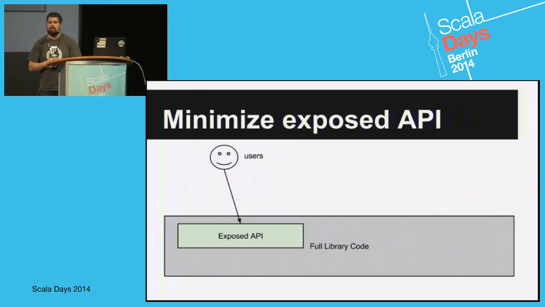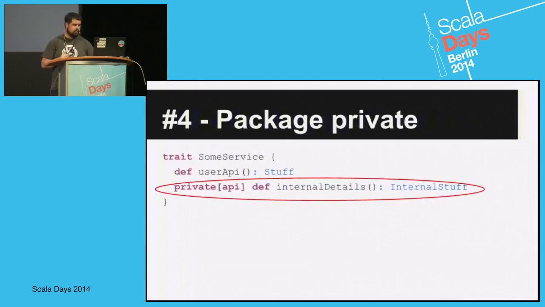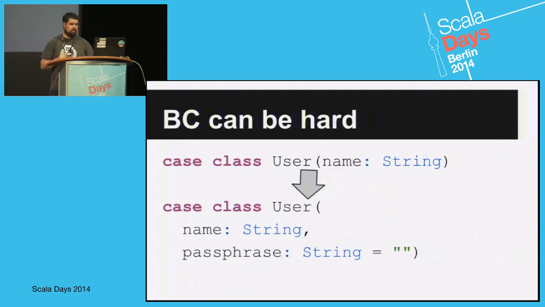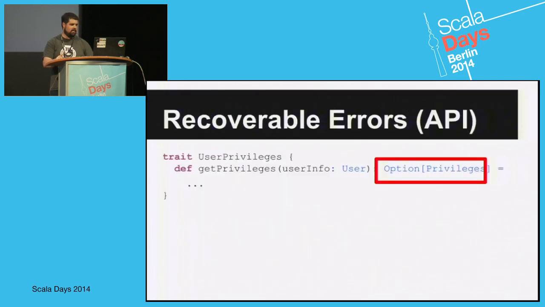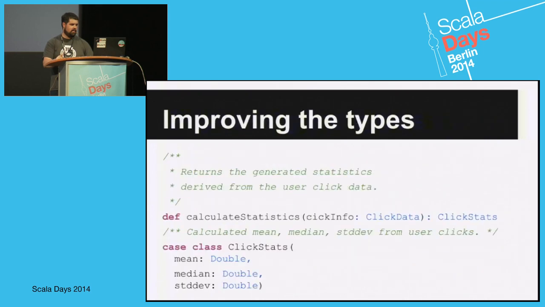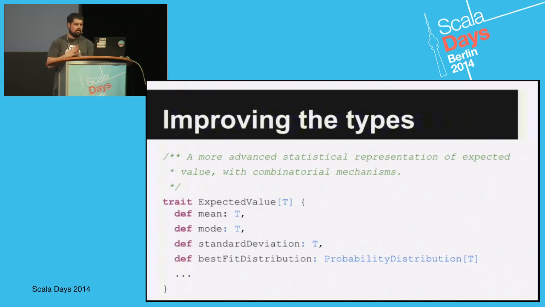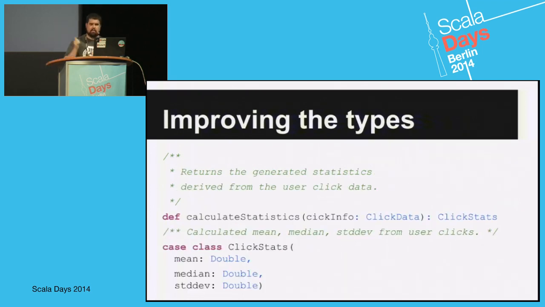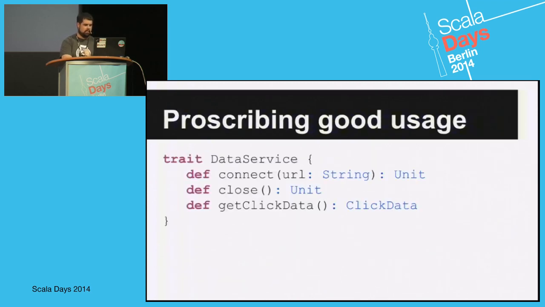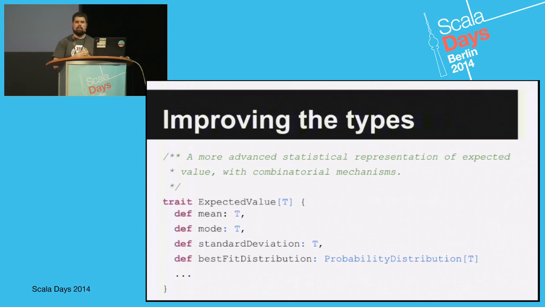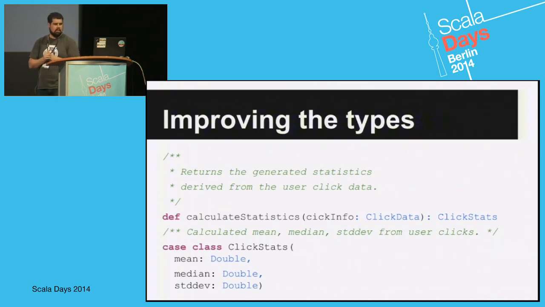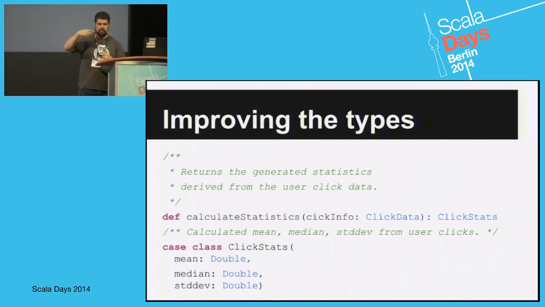Here's another question. So the question is, here I have, for click stats, I have mean, which is type double. And the question is, what do I think of making a mean type which extends AnyVal?